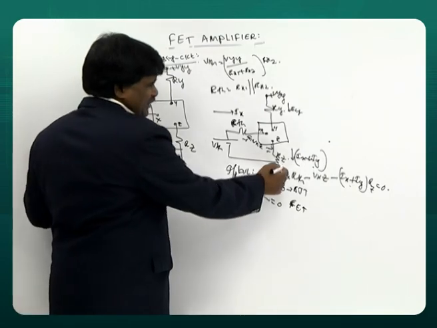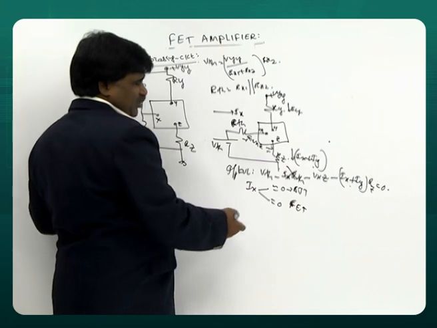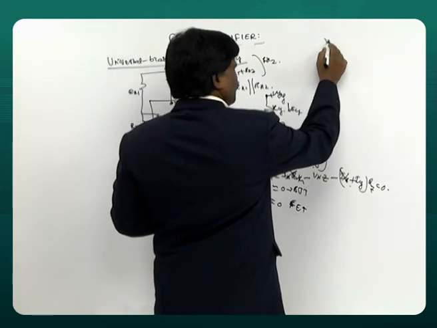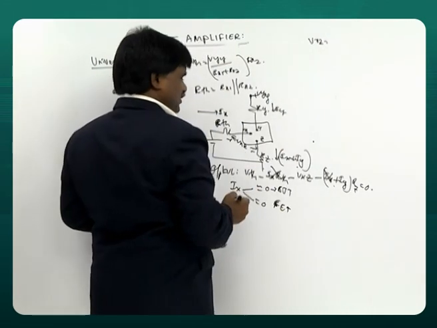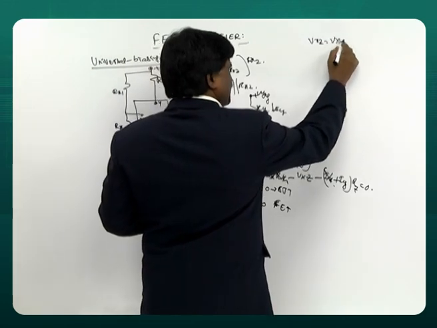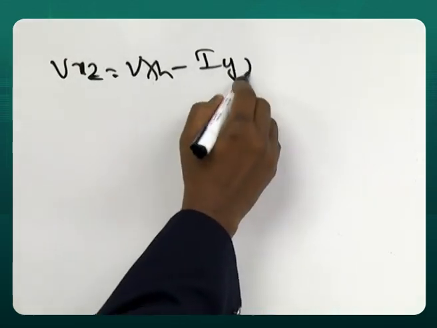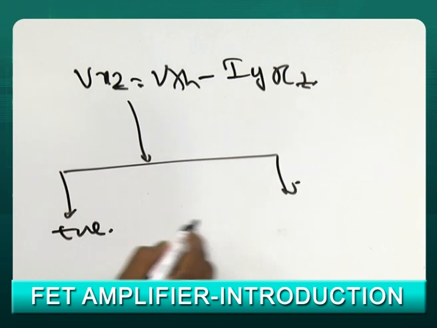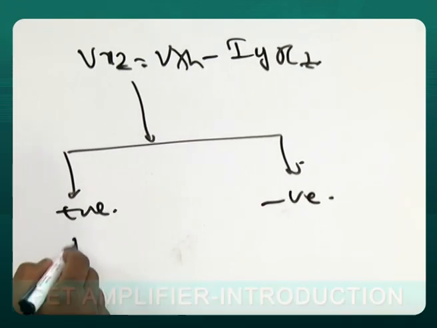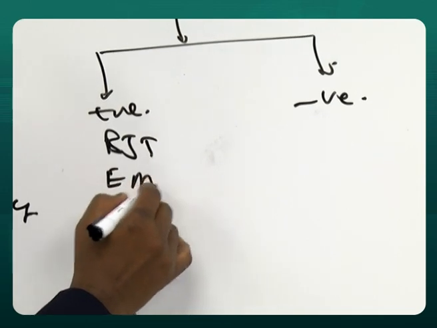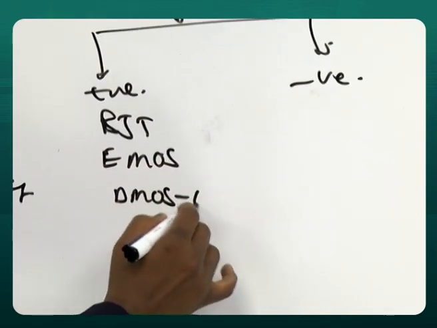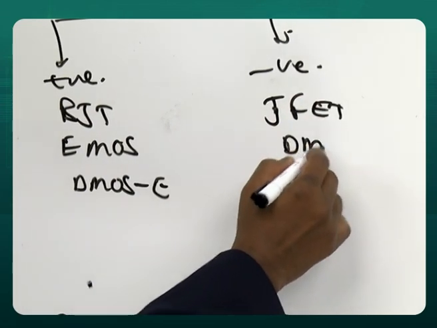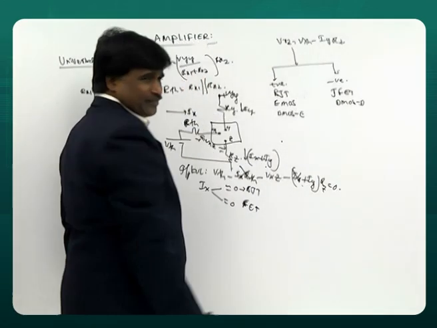By that, you can neglect this drop. Then what is left over? You can neglect IX. VXZ is left over as V Thevenin minus IY RZ. If this is positive or negative, this is BJT, enhancement MOSFET, DMOSFET in enhancement mode. This is JFET, DMOSFET in depletion mode, like that.